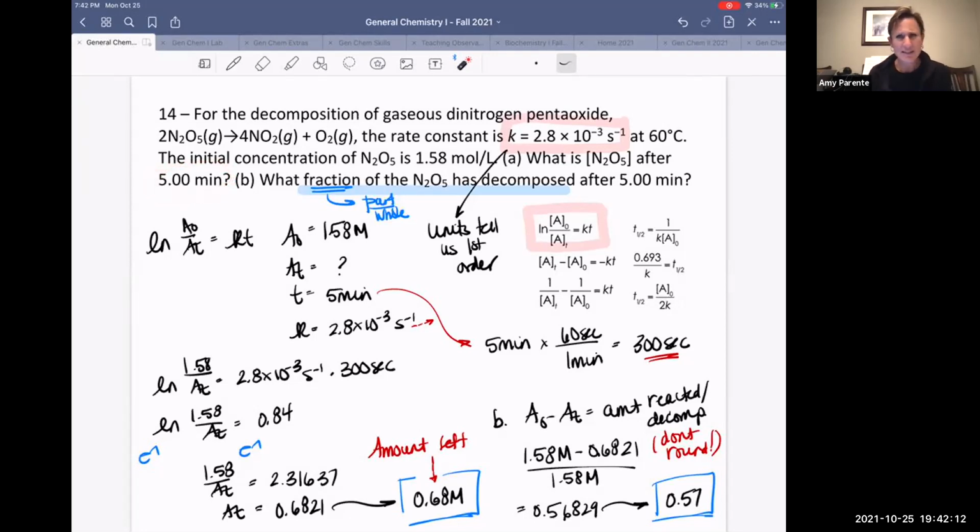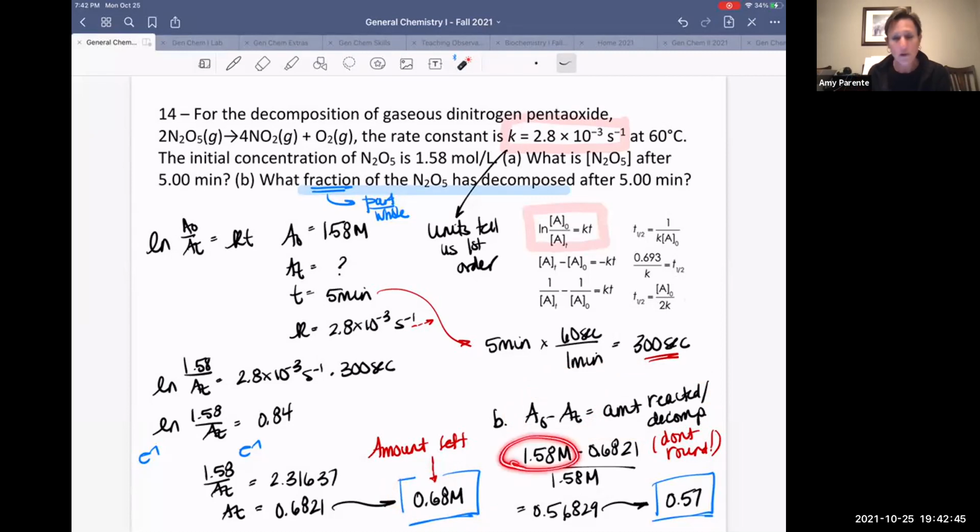Because the time is the same, this part is actually building on the first part that we did. So it asks the question, what fraction? Anytime we think fraction, I want you to think part over whole. So what fraction has decomposed? The part is the amount that's decomposed. The whole is the amount that I started with. So the amount that's decomposed, or the amount that's reacted, is the difference between what we started with and the answer that we just got, the amount that's left.